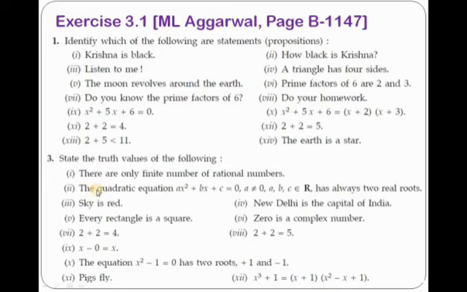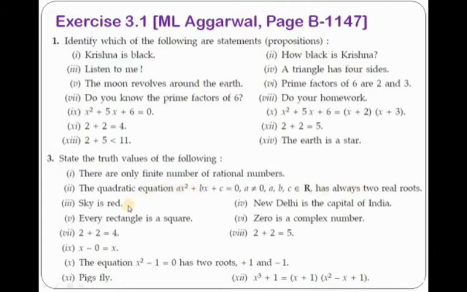Number two, the quadratic equation ax square plus bx plus c equals to 0, where a should not be equal to 0, and you know about this condition from your junior class of quadratic equation, where a, b and c belong to R, that is, real numbers, right, has always two real roots. Now, is this possible? No, right? You might have heard about something called nature of roots in your junior class, that is in class 10, right? So there you came across something called imaginary roots as well. So here they are saying real roots. So that's why I'm saying a quadratic equation will always have real roots. That is not possible. Sometimes you may have imaginary roots as well. So that's why statement 2 is also false.